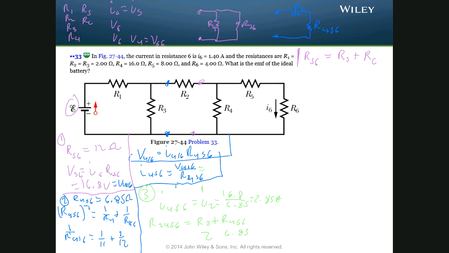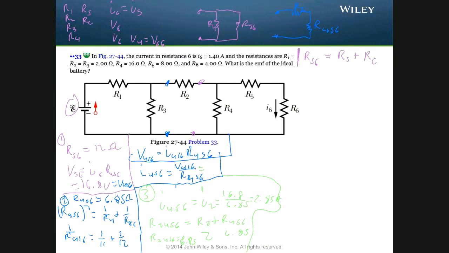So equals 8.85. It's a little sloppy here, but right. So then we get 8.85. And now we just do the same thing again, and we're almost done.